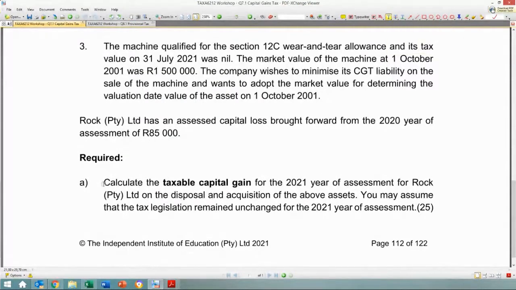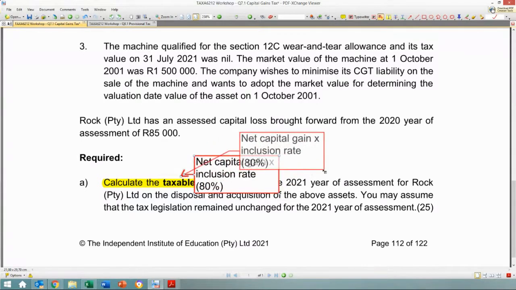Now, in this question, they ask you to calculate the taxable capital gain. So that means the portion that we are going to include in our taxable income. So that is the net capital gain multiplied with the inclusion rate. Because we can see it's a PTY limited, the inclusion rate would be 80% to work out what our taxable capital gain would be.